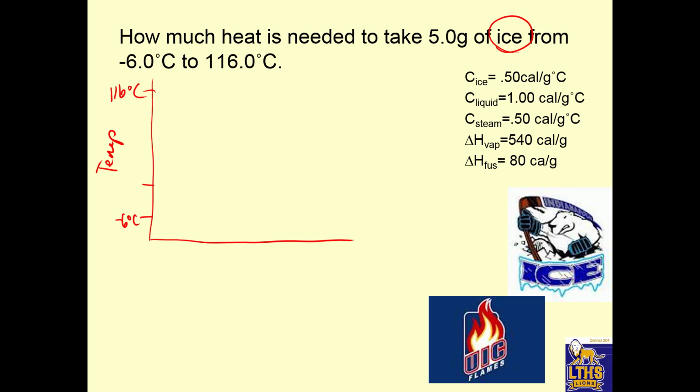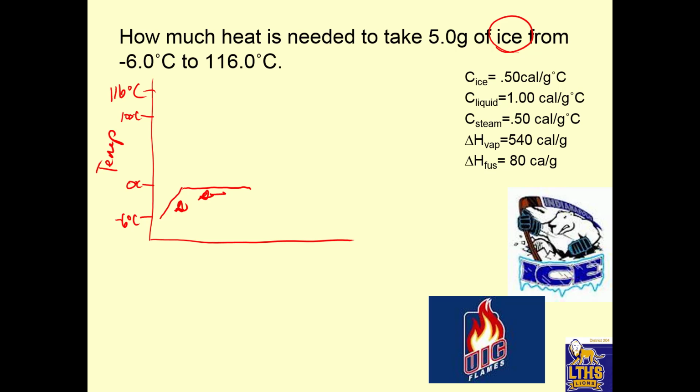Well, at 0 degrees, it's going to melt. And at 100 degrees, it's going to boil. So we have to put those on our graph. So below its freezing and melting point, it's going to be a solid. At this 0 degrees, sorry, I put liquid. Oops, I forgot that. Solid.